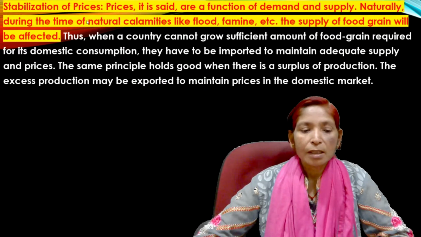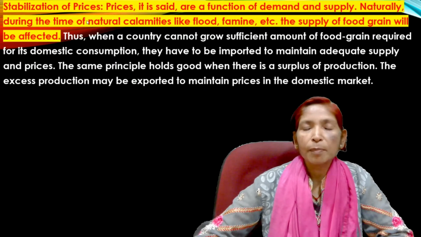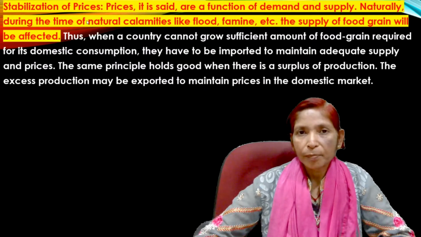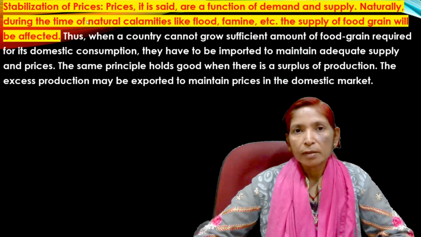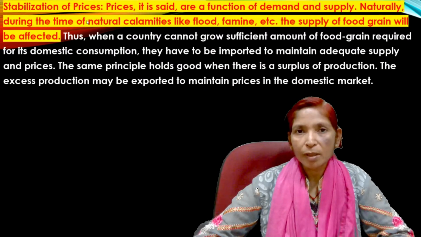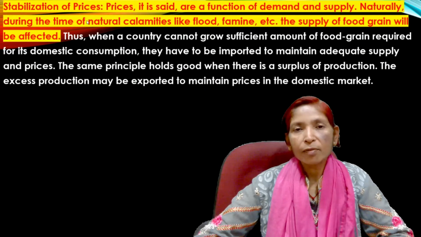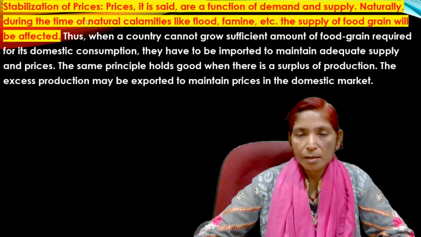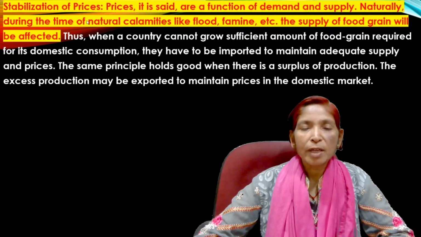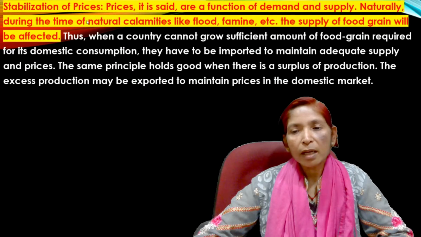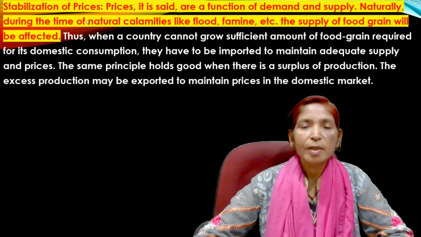Because we know that if demand is more than supply, then price will rise. If supply is more than demand, then price will fall. Then how can we stabilize this price level? By engaging ourselves in international business. By doing trade with the rest of the world, either export or import, we can maintain the price level in the domestic market.